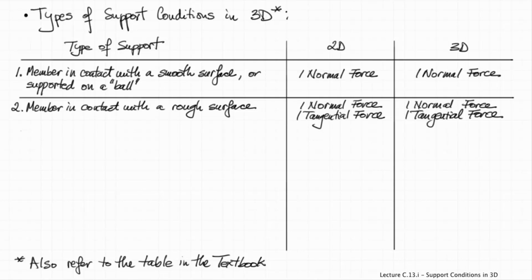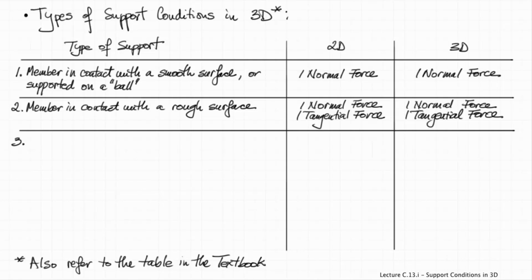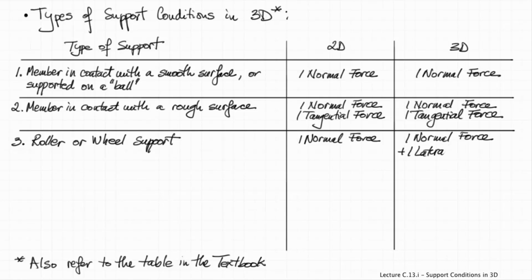The third case is a general roller or wheel support, which, as you know, in 2 dimensions, a roller would prevent translation in one direction, which is normal to the surface on which the roller acts. The same thing would happen in 3 dimensions. However, sometimes we might have a roller restricted laterally. So then in addition to the normal force, we would also have one lateral force corresponding to the lateral movement that may be restricted in that case.